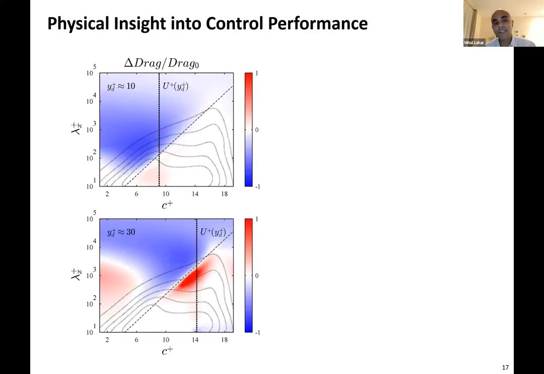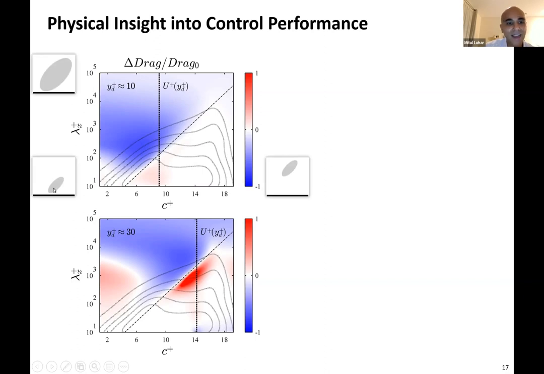What's interesting now also is that this framework can provide physical insight as to why you might see drag increases as you move the sensor plane further away from the wall. So there's a lot happening in these plots here, but essentially what I'm showing here is the drag contribution from resolvent modes with different streamwise wavelengths and different mode speeds.